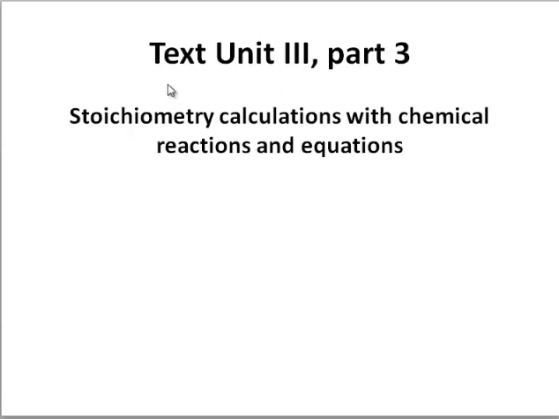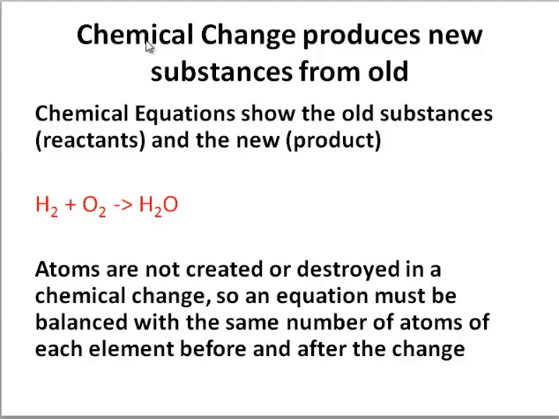The new material in this lecture is concerned with stoichiometry calculations with chemical reactions and equations. As we saw in Unit 2, chemical change produces new substances from old. We can express this with a chemical equation which shows the old substances, reactants, and the new substance, product. So for example, we know that water is made of hydrogen and oxygen. Here we have an equation where hydrogen and oxygen make water.